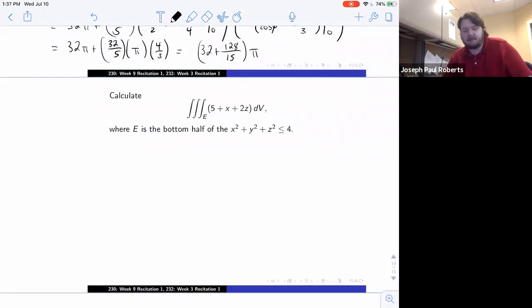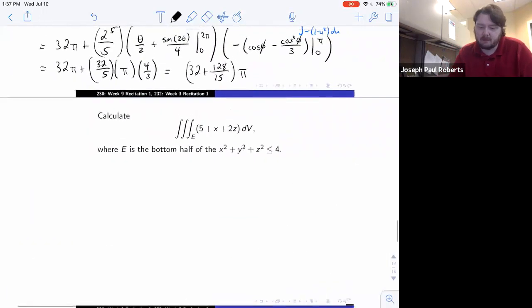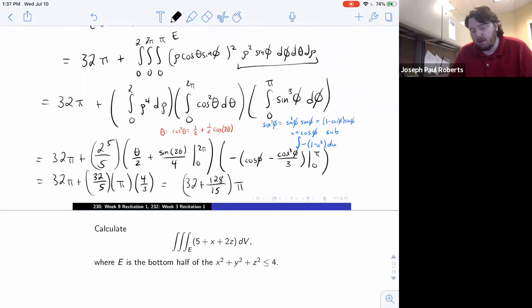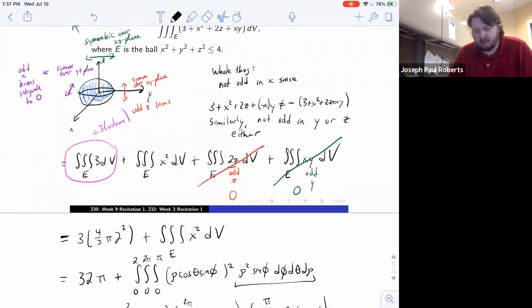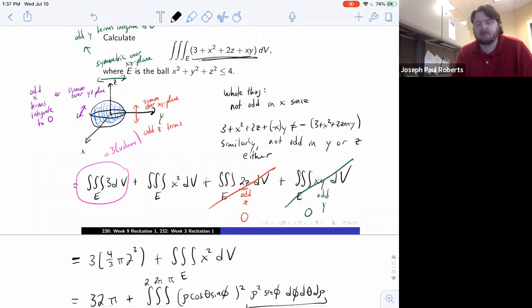Okay, but anyway, let's do this next one. So again, all this stuff you didn't really need to do, but it really cuts down on work. You, of course, would have gotten the same answer had you done this entire integrand in spherical coordinates. It just would have taken a lot longer, would have been a lot messier.